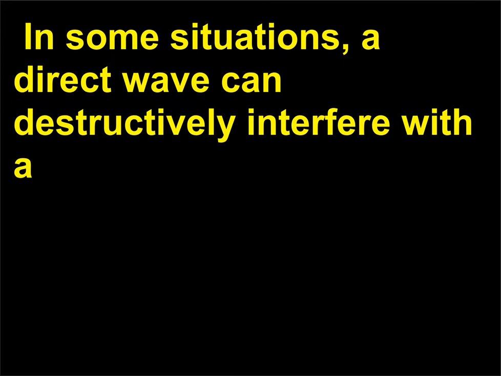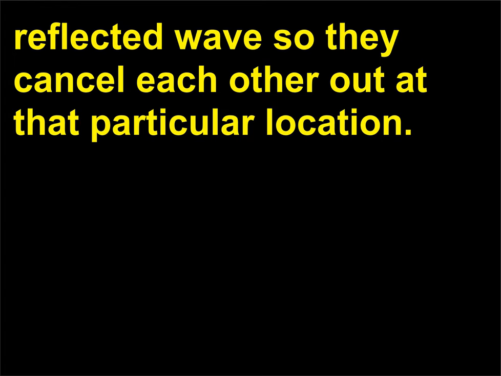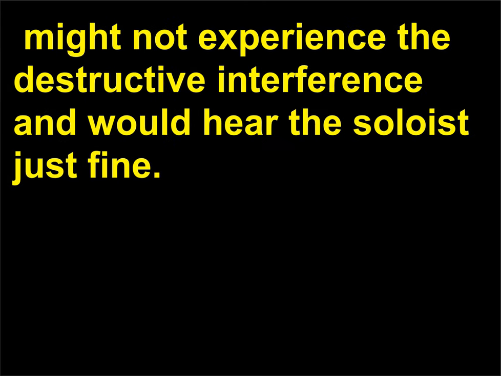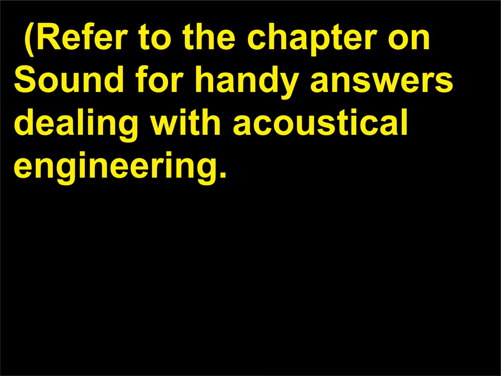In some situations, a direct wave can destructively interfere with a reflected wave, so they cancel each other out at that particular location. As a result, the listeners seated in those particular seats would hear nothing from that soloist. Someone sitting a few seats over from the dead spot, however, might not experience the destructive interference and would hear the soloist just fine. Refer to the chapter on sound for handy answers dealing with acoustical engineering.